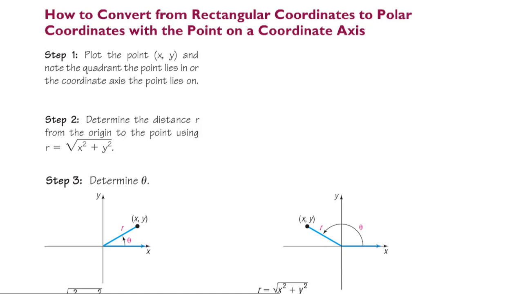So it's very formulaic to convert from polar coordinates to rectangular coordinates, but it's slightly more complicated to go from rectangular to polar. So we have some steps. Step 1, plot the point x, y and note the quadrant the point lies in. Step 2, determine the distance r from the origin using the Pythagorean theorem.